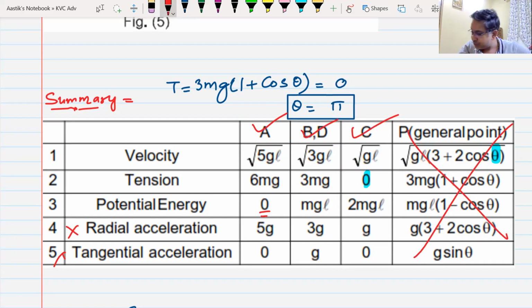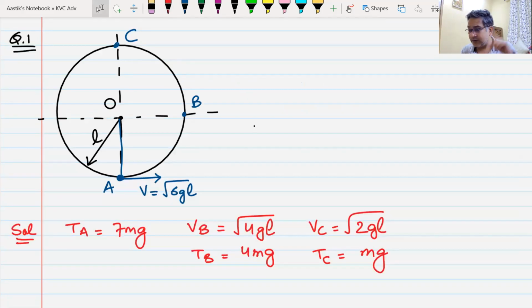Yes, sir. Okay. Now see, I gave them this example. What will happen if the velocity at the lowest point is root 6GL? Now, if you just apply common sense from the table above, if the velocity at the lowest point is root 6GL, the tension at the lowest point, you add 1, will be 7 mg. Do we understand this?